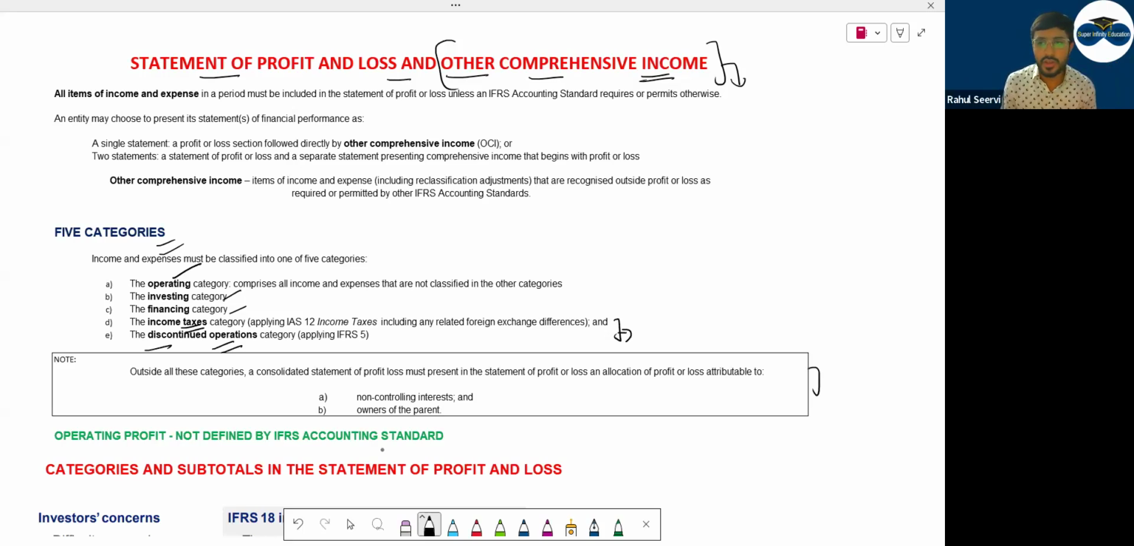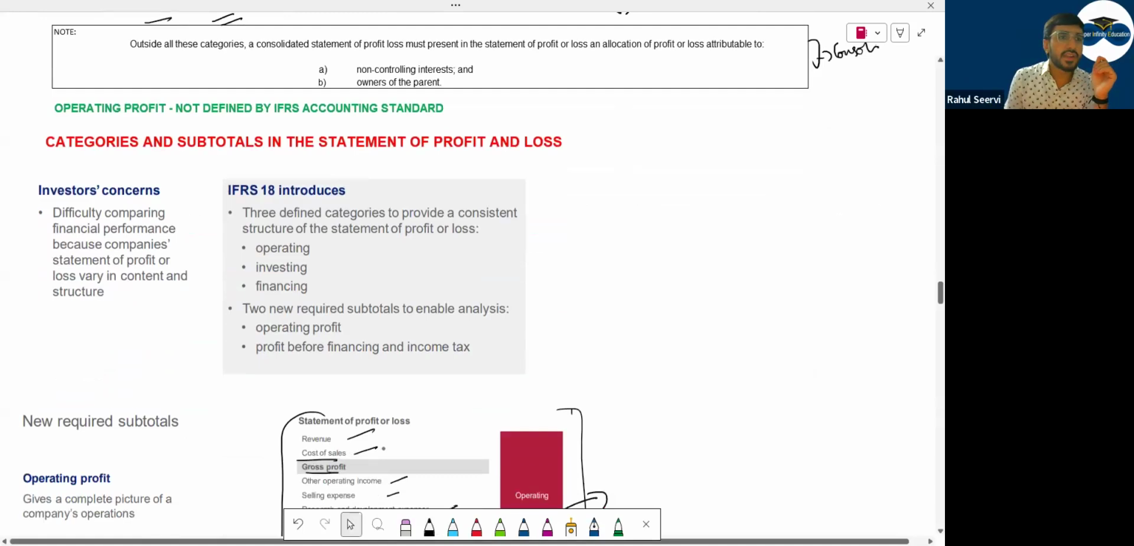This one we will do in consolidation. I hope the 5 categories is clear to everyone. सबको clear है? Okay.